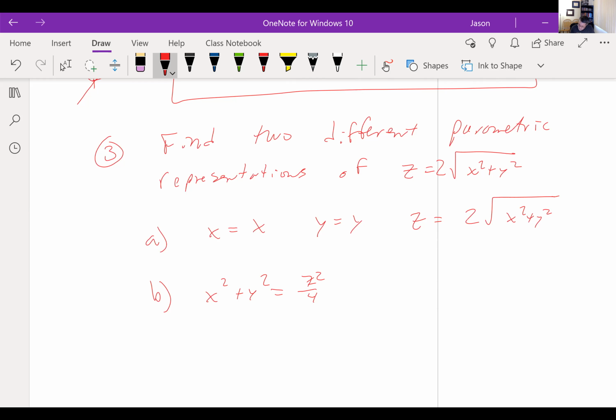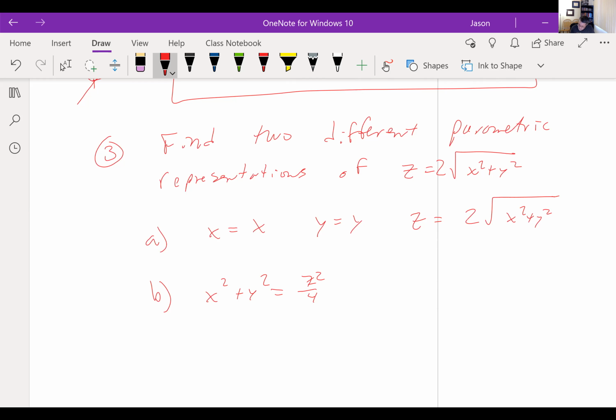Okay, if we let x squared plus y squared equal r squared, then we can see that r is equal to z over 2, where z is equal to 2r. So we could also see, based on this, what would x be? Well, x would be r cosine theta, and y would be equal to r sine theta.